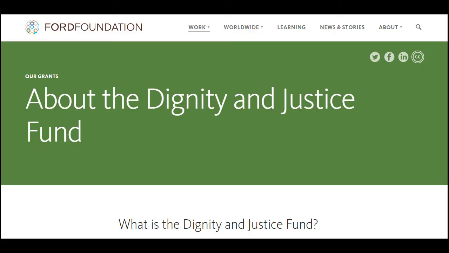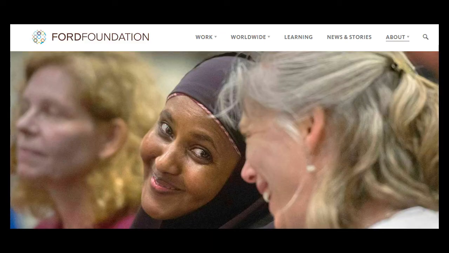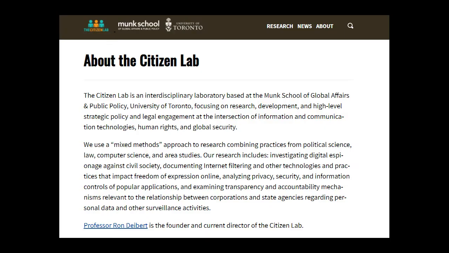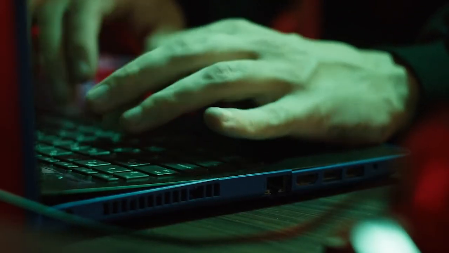Apple also announced a $10 million grant to the Dignity and Justice Fund that is established and advised by the Ford Foundation. The grant is intended to support organizations who investigate, expose, and prevent highly targeted cyberattacks like the state-sponsored spyware attacks.